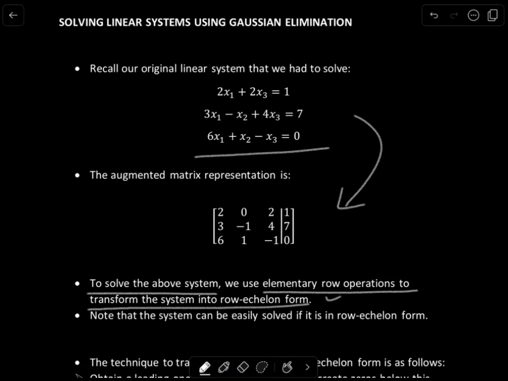But it's just much easier to get it into row echelon form, and it can be easily solved and it's less work. So get it into row echelon form. Note that the system can then be easily solved if it is in row echelon form, and that's best explained by me doing an example.